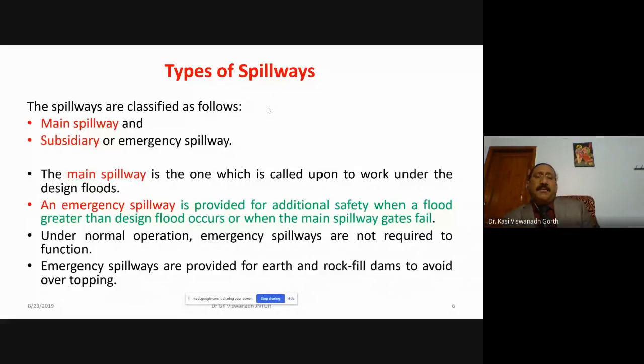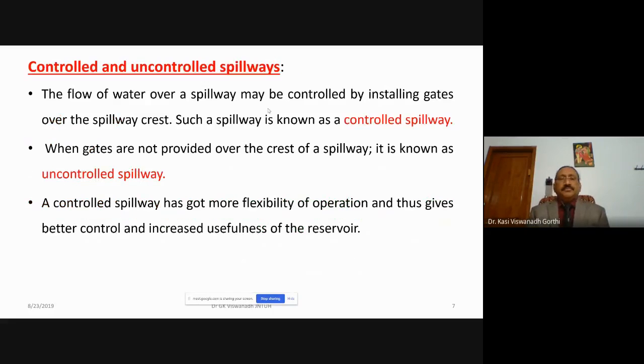Under normal operation, emergency spillways are not required to function. Emergency spillways are provided for earth and rockfill dams to avoid overtopping. If there is any failure of the spillway or a spillway gate, then more and more flood water gets stored in the reservoir, the water level rises, and then leads to failure due to overtopping. So to avoid this problem, the emergency spillway in an earth dam or a rockfill dam provides additional safety for the earth dam.